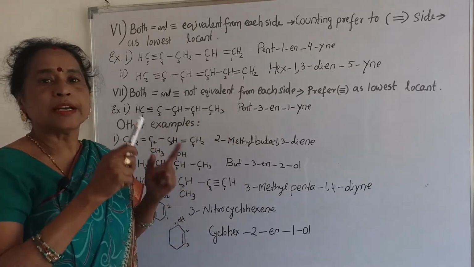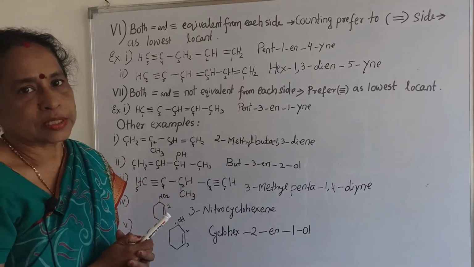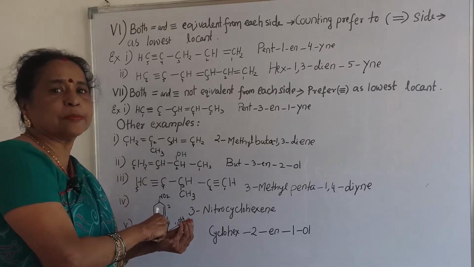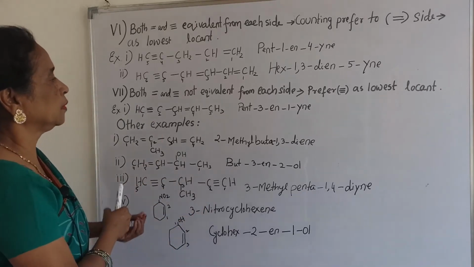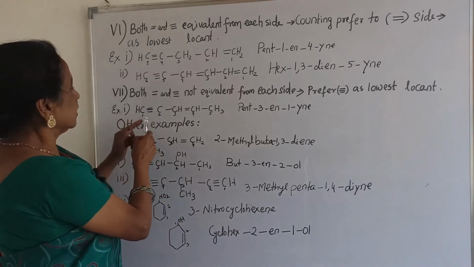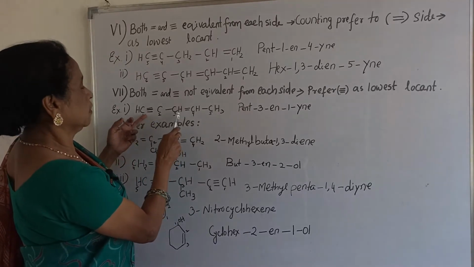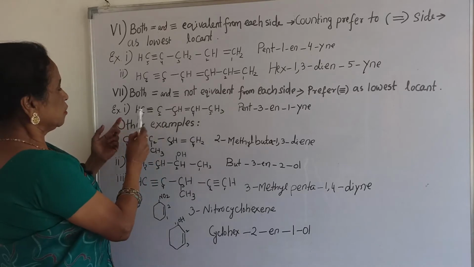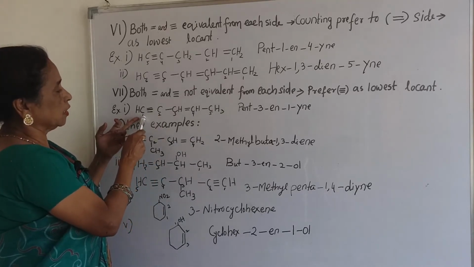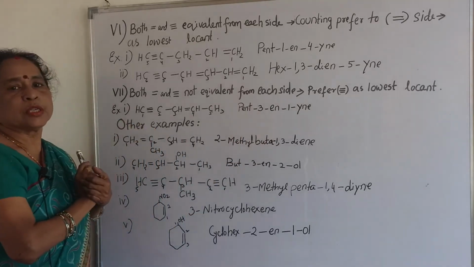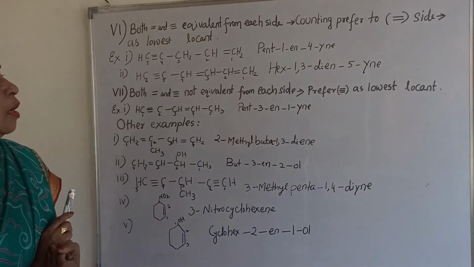Preference goes to the triple bond as the lowest locant. That means we count from the side where the triple bond is present. Here, if this side has a triple bond and in the middle, after 3, there is a double bond, we count from 1, 2, 3, 4, because the rule says the triple bond should be given the lowest locant.